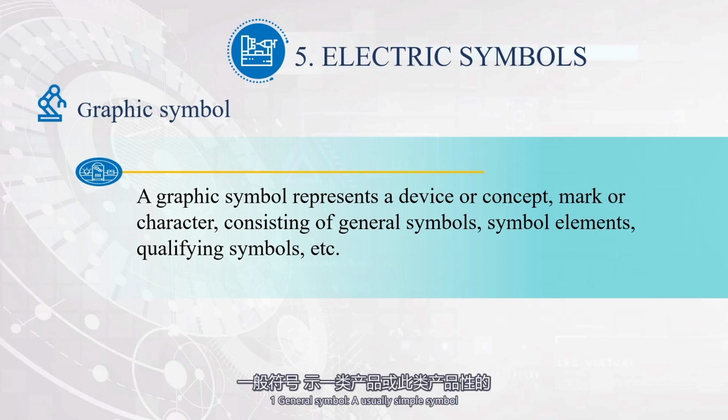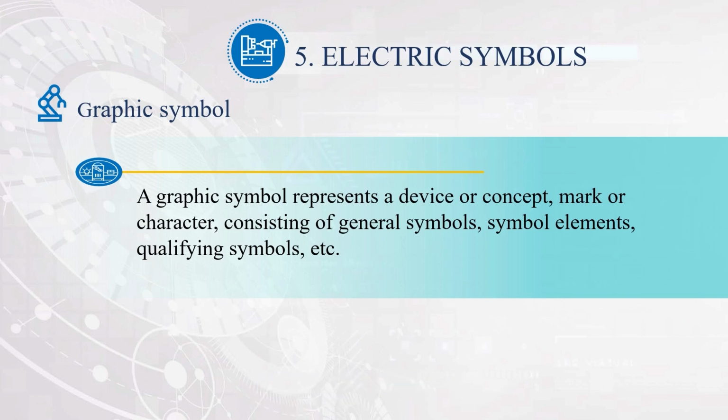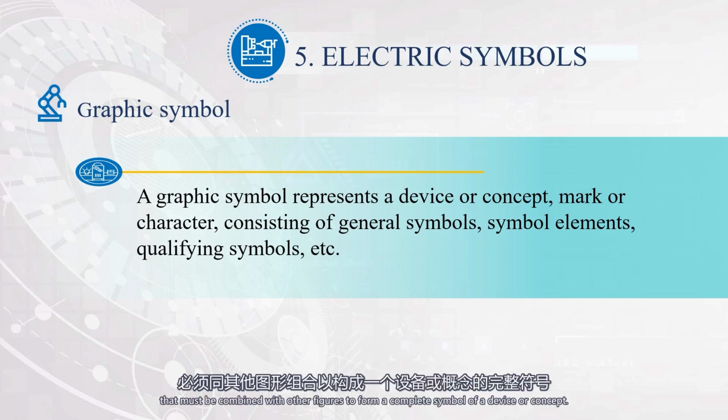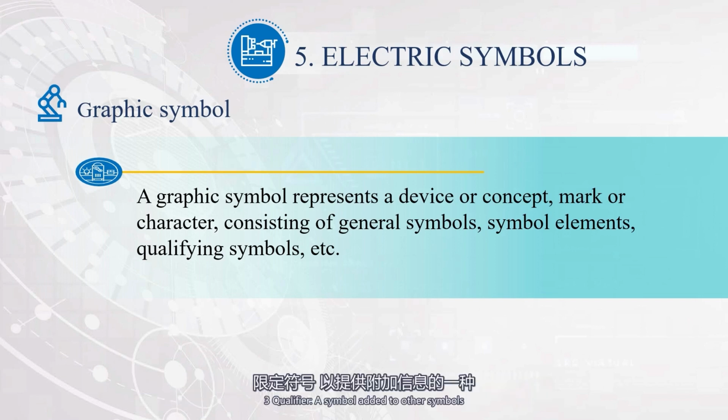1. General symbol, a usually simple symbol that represents a type of product or its properties. 2. Symbol element, a simple figure with definite meaning that must be combined with other figures to form a complete symbol of a device or concept. 3. Qualifier, a symbol added to other symbols to provide additional information. It generally cannot be used alone, but general symbols can sometimes be used as qualifying symbols.